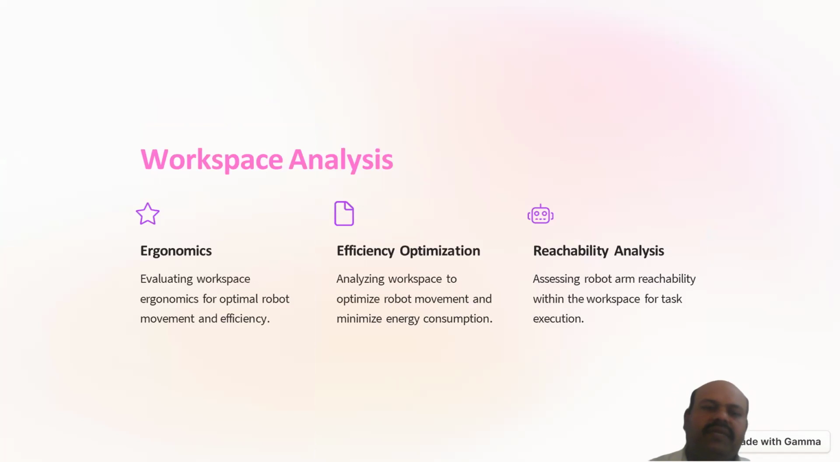Workspace analysis in robot kinematics covers ergonomics, efficiency optimization, and reachability analysis. Ergonomics is evaluating workspace ergonomics for optimal robot movement and efficiency. Efficiency optimization is analyzing the workspace to optimize robot movement and minimize energy consumption. Reachability analysis is assessing robot arm reachability within the workspace for task execution.